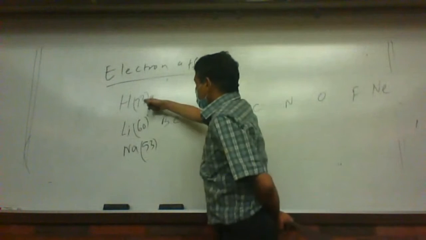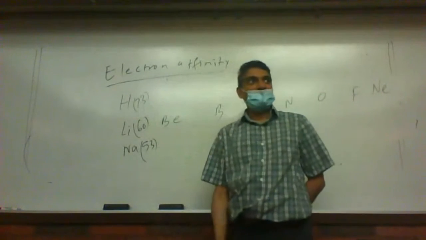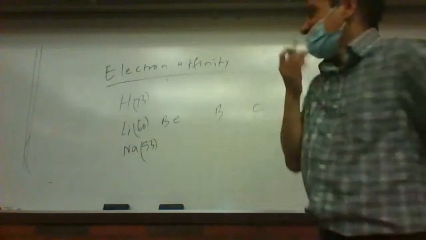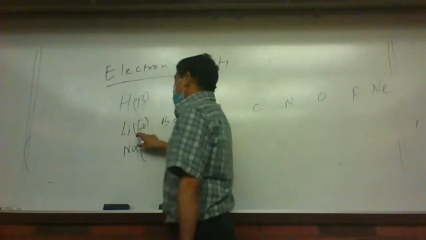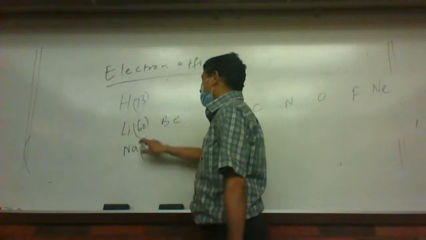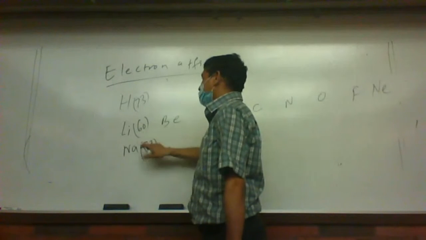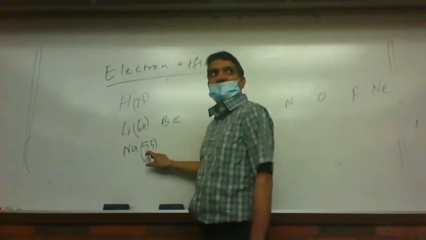So what is happening here? If you go from hydrogen to sodium like this, the electron affinity value is decreasing, right? Make sense? Electron affinity value is decreasing, meaning that hydrogen can easily accept an incoming electron, but lithium doesn't want to accept the incoming electron. Sodium, even it doesn't want to accept an incoming electron.